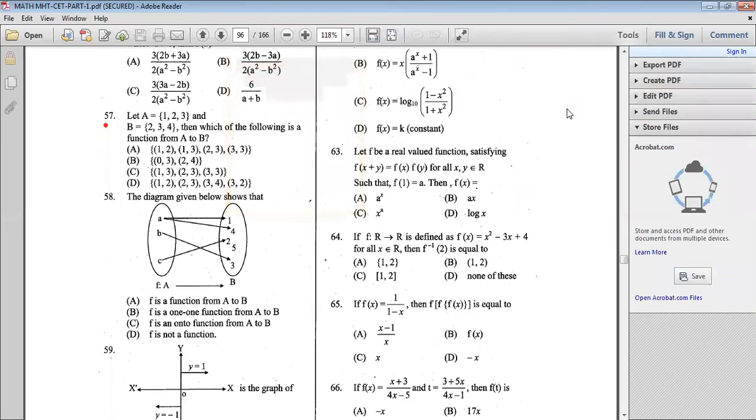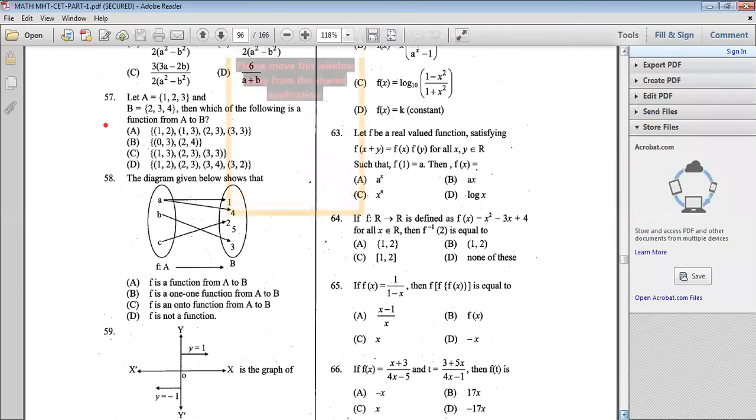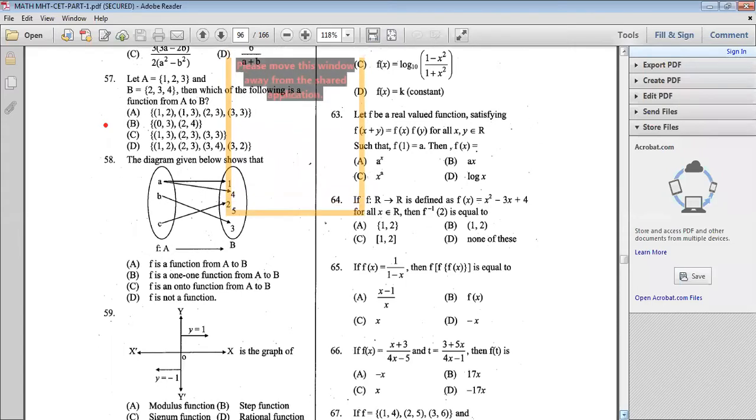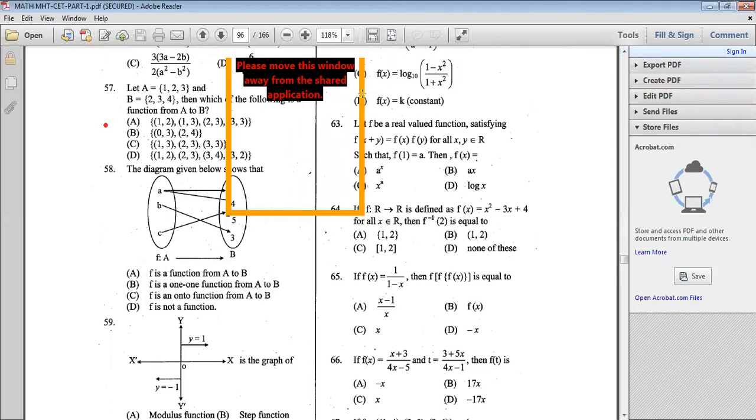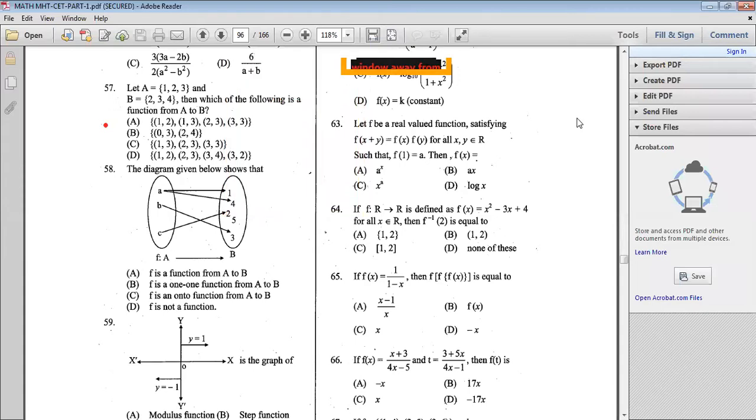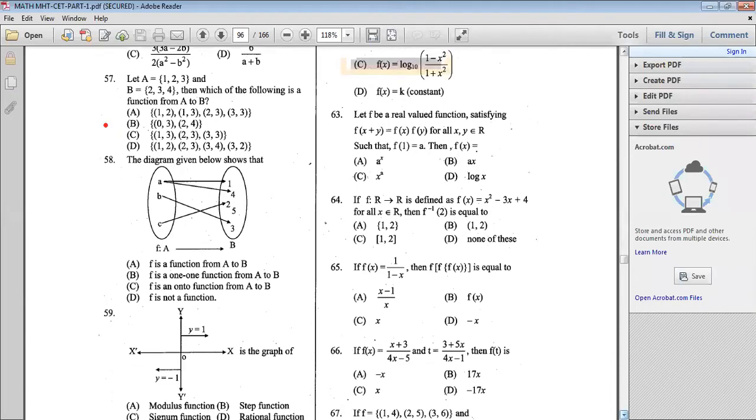Now look at the 58th problem. The diagram given below shows which type of function it is. Tell me, which function is it? It is not a function. Why? Because A has two images, A1 and A4. Two images are there. That's why it is not a function. So option D is correct. Now look at 59.